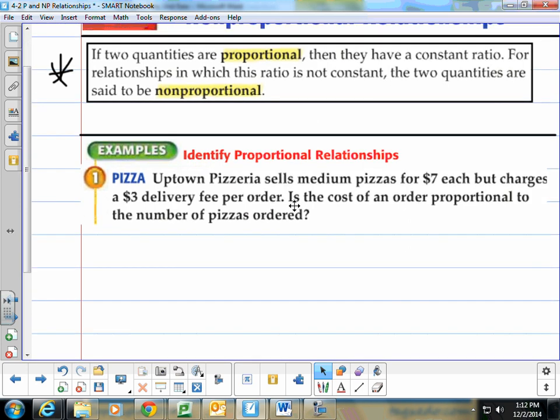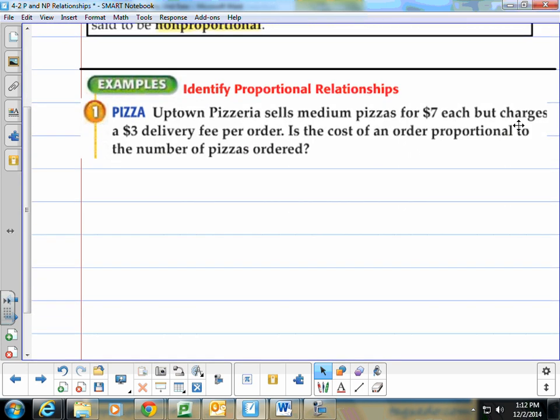So let's begin with some examples. Here, like I said, some delivering pizza. Uptown Pizzeria sells medium pizzas for $7 each, but charges a $3 delivery fee per order. Is the cost of an order proportional to the number of pizzas ordered? So it's really asking, am I paying kind of the same amount? Is it going up proportionally or constant, the amount I pay to what I'm actually buying?